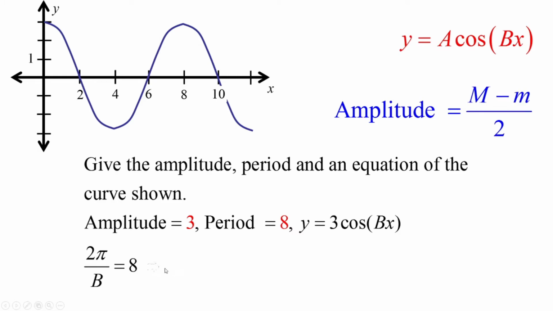Now let's just solve for b. If I multiply both sides by b and then divide by 8, I'm going to have b equals 2 pi over 8, which I would write as pi over 4. There we go. So I have my b. I'm essentially done. That implies y equals 3 cosine of pi over 4x. And there you go. That is the function for this curve. So you need to be able to go from the graph to the function, or from the function to the graph.